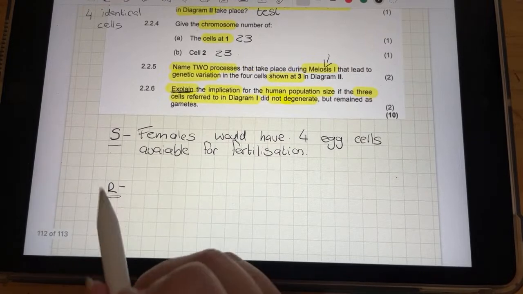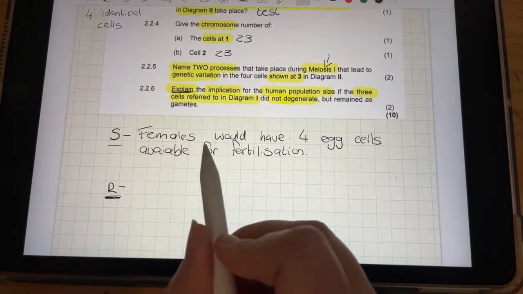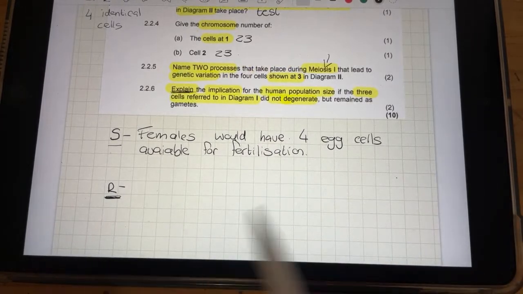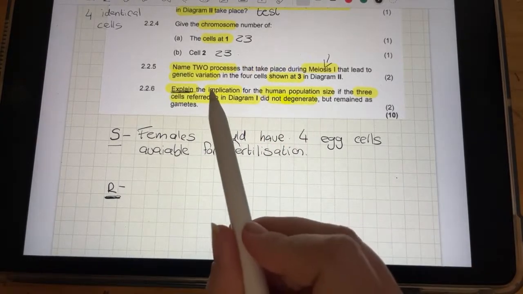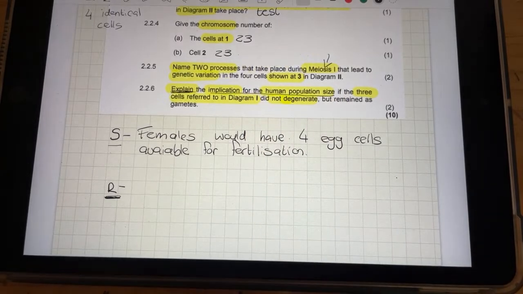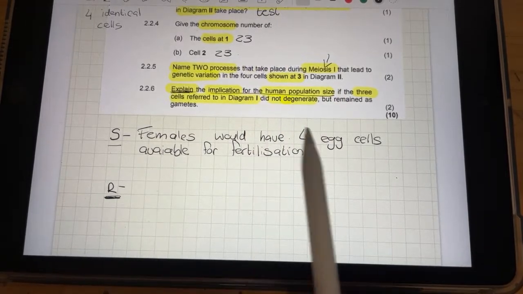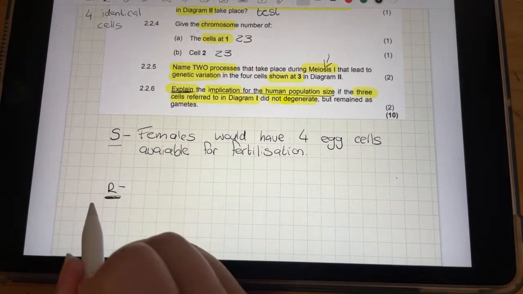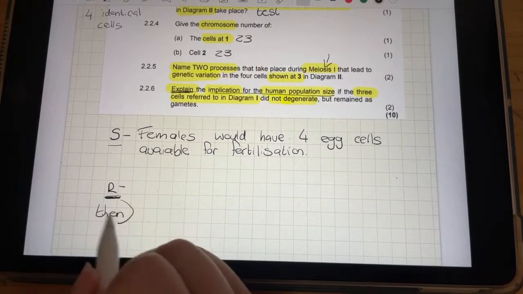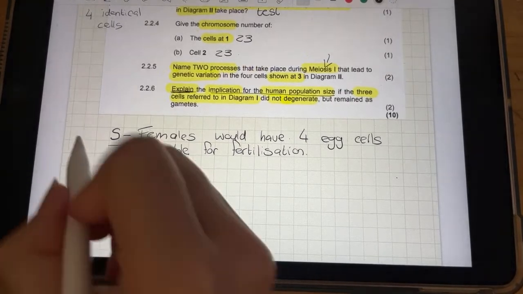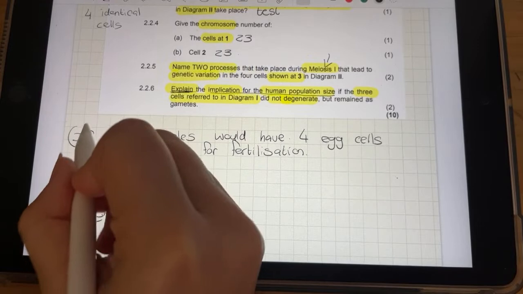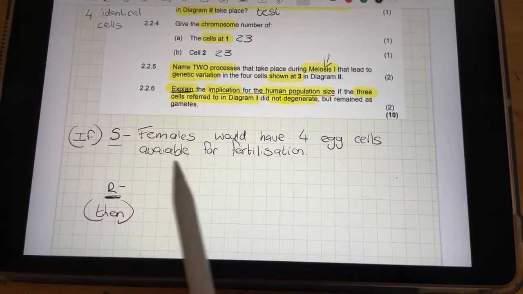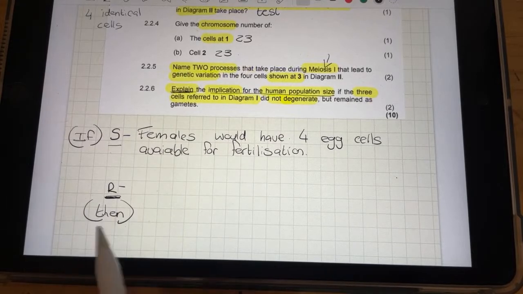Now, the reasoning behind this is to support what is going to happen. It's going to give us the second part because it says, what is the implication of this for the human population? Well, if females had 4 eggs for fertilization, then, and that's what you can sort of think in your mind, the reason is the then. It's almost like this is the if statement, and then this is the then reason.